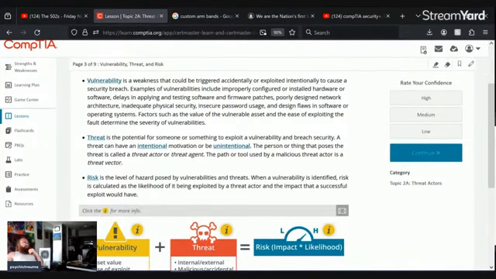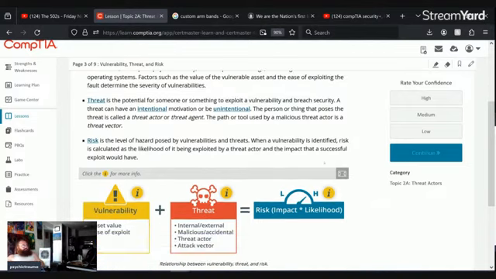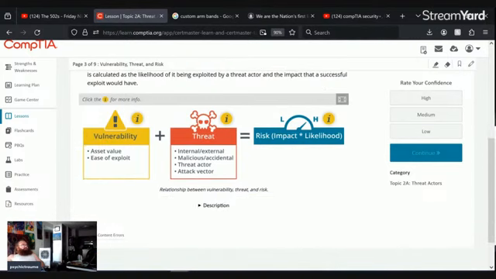Risk is the level of hazard posed by vulnerabilities and threats. When a vulnerability is identified, risk is calculated as the likelihood of it being exploited by a threat actor and the impact that a successful exploit would have. Click the I for more information.